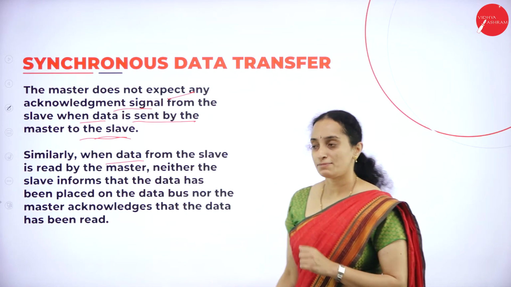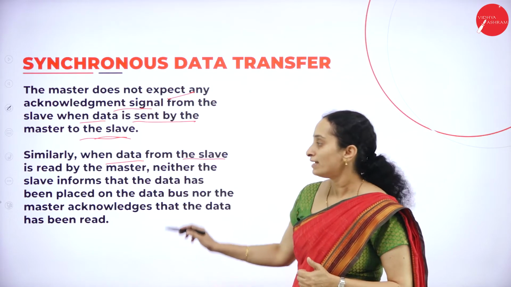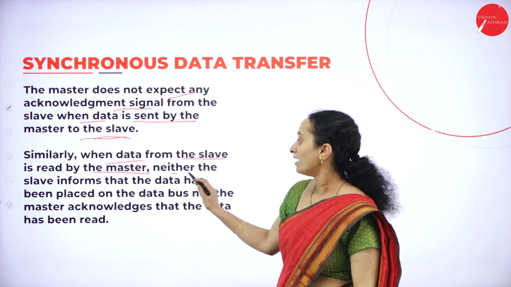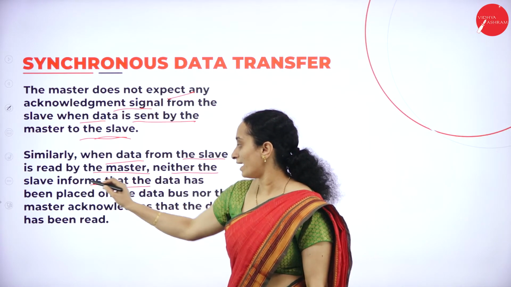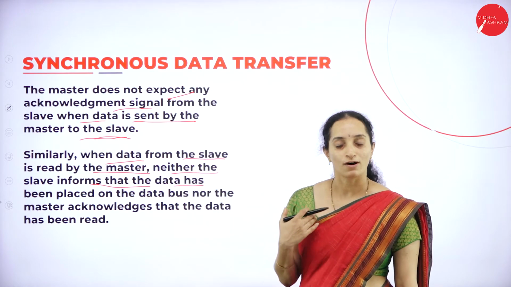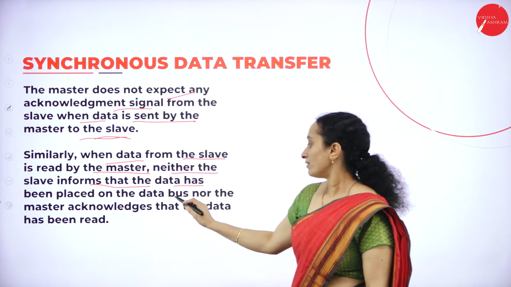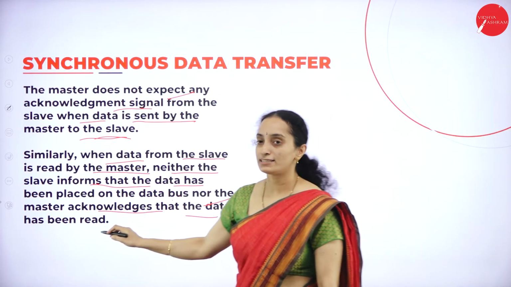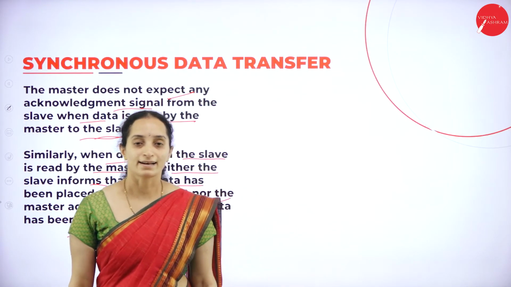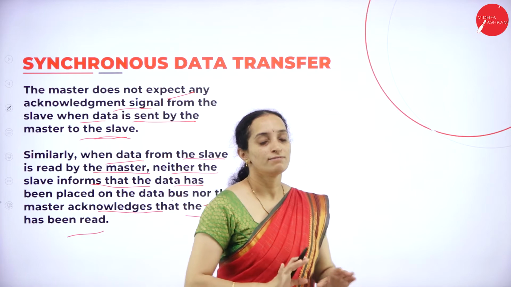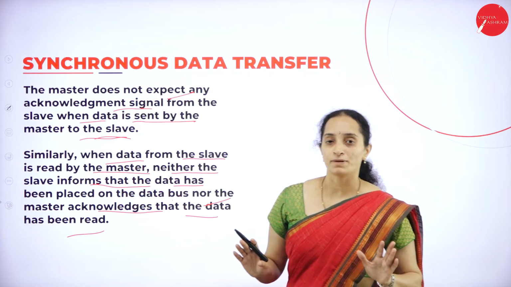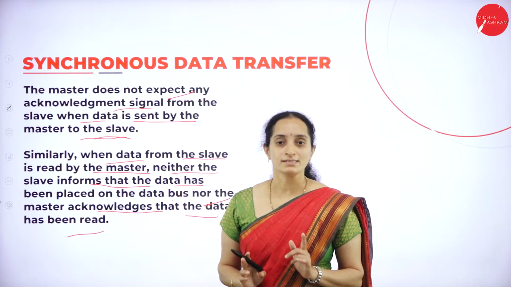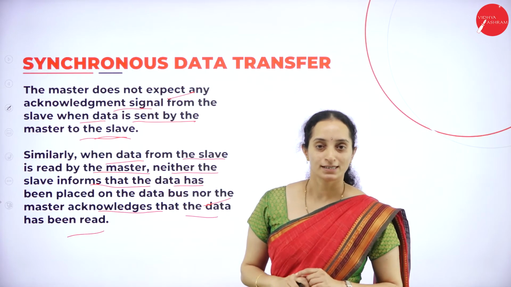In the same way, when data from the slave is read by the master, if the slave sends data to the master, neither does the slave inform that the data has been placed or transferred on the data bus, nor does the master acknowledge that the data has been read. I have received and read the message. None of them will communicate about the confirmation of the data received and read. So this is the method of synchronous data transfer.